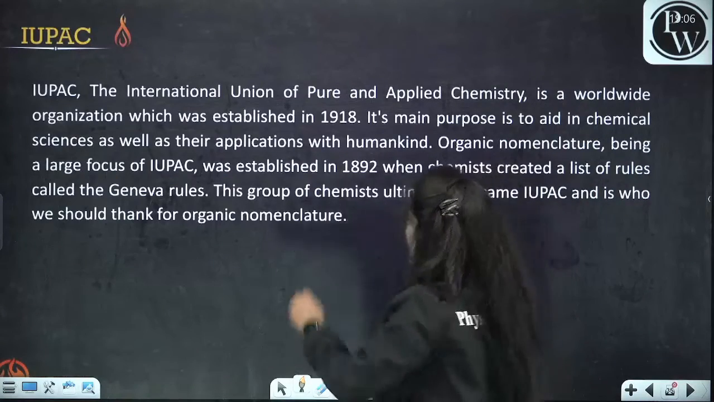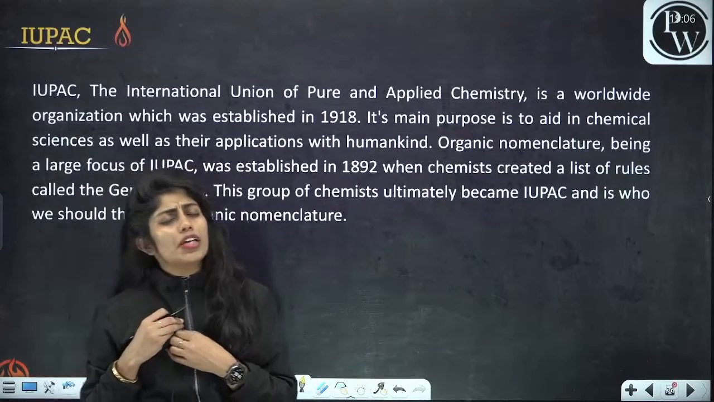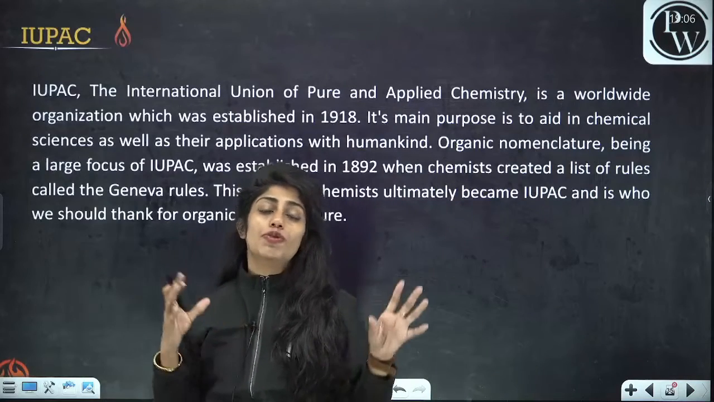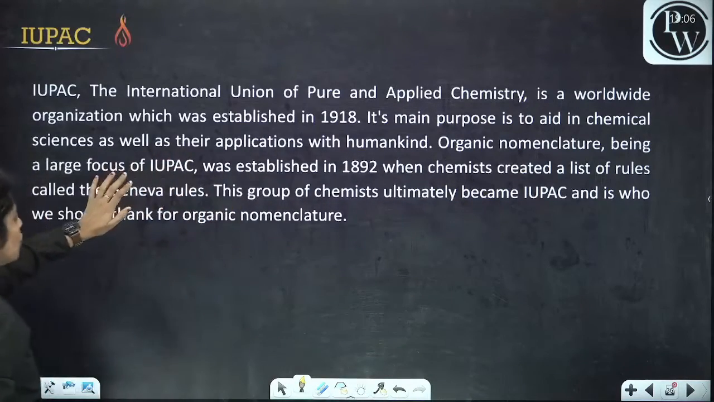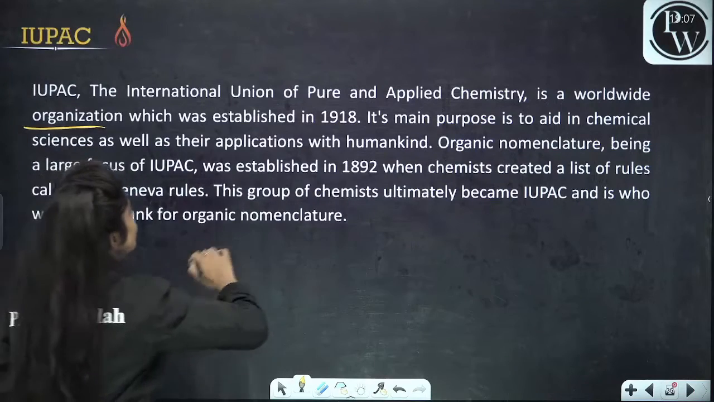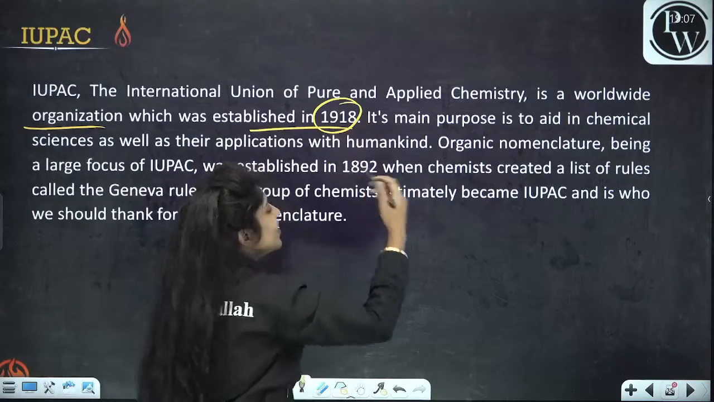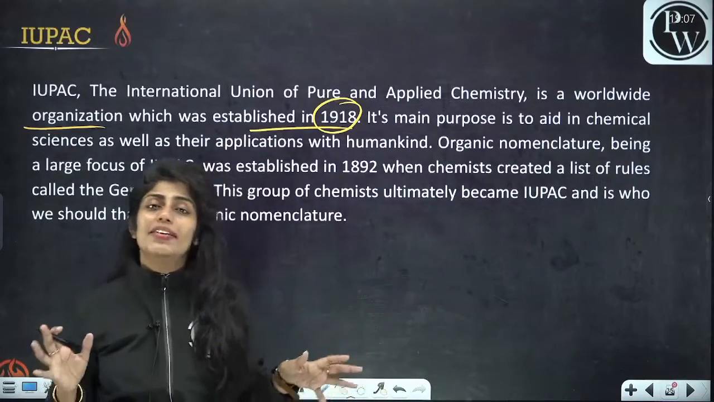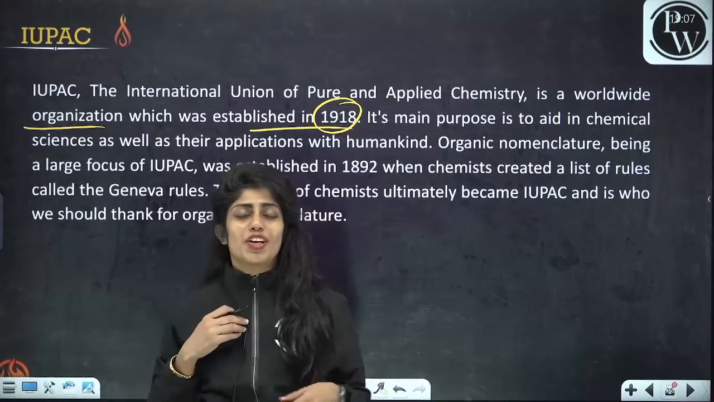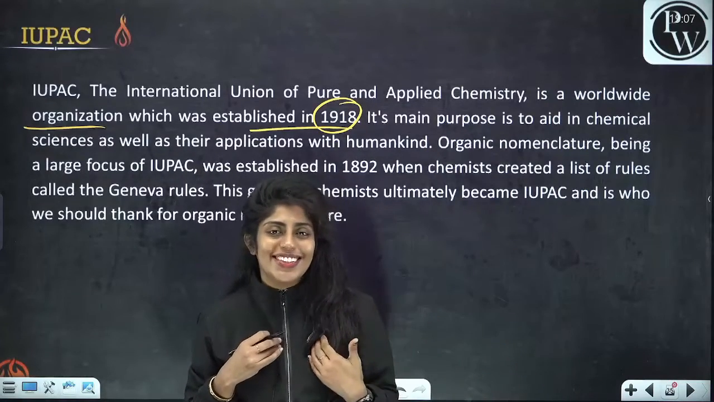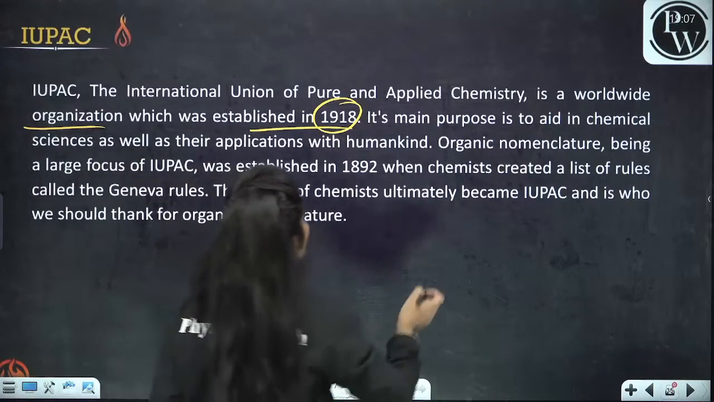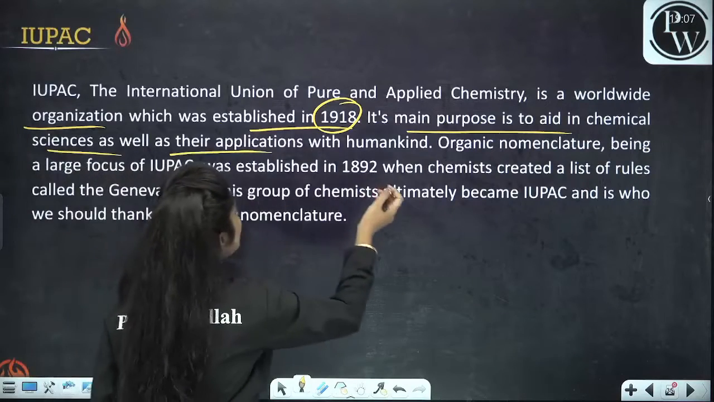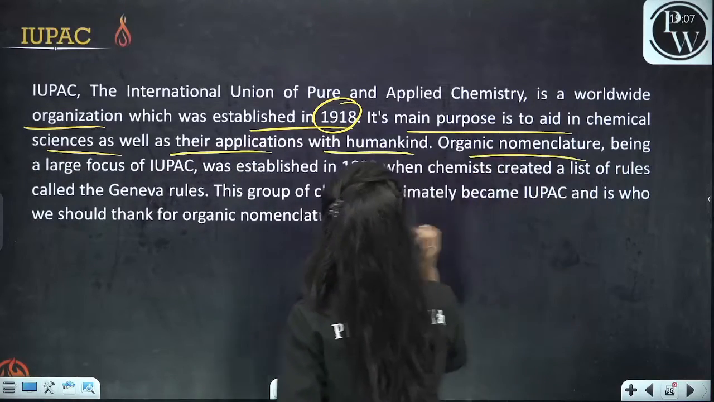IUPAC, okay? Many students are very afraid of this IUPAC. What is this? IUPAC stands for International Union of Pure and Applied Chemistry. It is a kind of worldwide organization which was established in this year. Not that important. I just want you to understand that we are bound by some rules and regulations in order to name the organic compounds. We cannot form anything from our heart. Its main purpose is to aid the chemical sciences as well as their application with humankind, organic nomenclature.